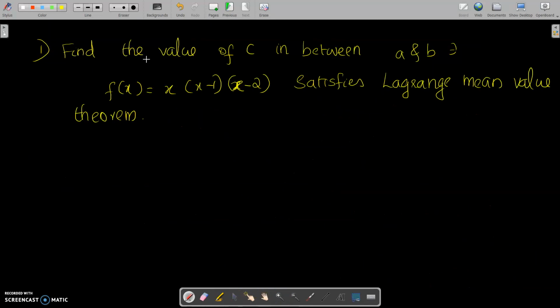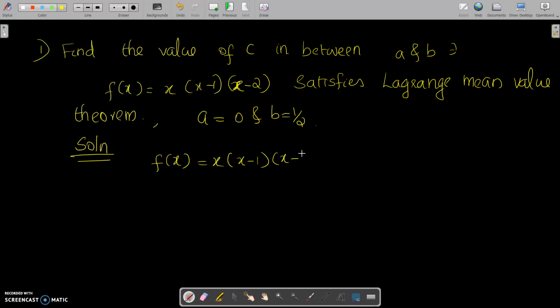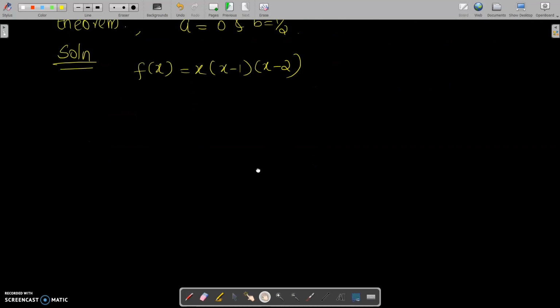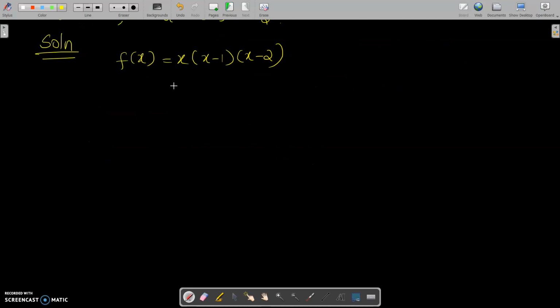Next we have a question. Find the value of c in between a and b such that f of x satisfies the Lagrange mean value theorem, where a is equal to 0 and b equal to 1 by 2. Okay, so to find the solution, given that f of x is equal to what? x into x minus 1 into x minus 2.